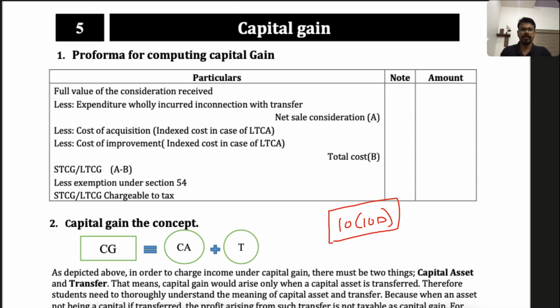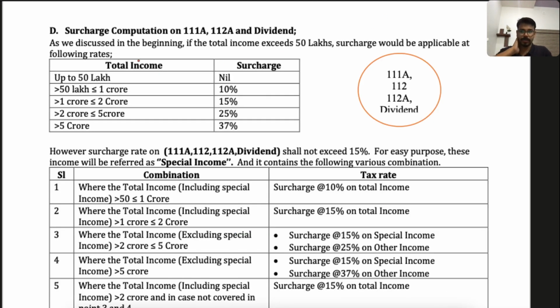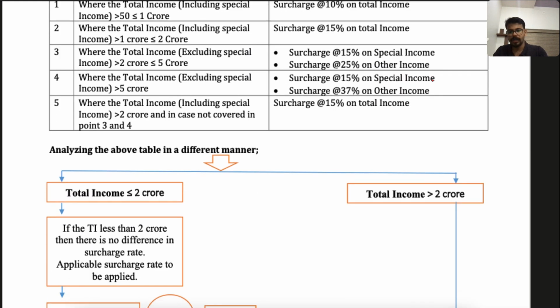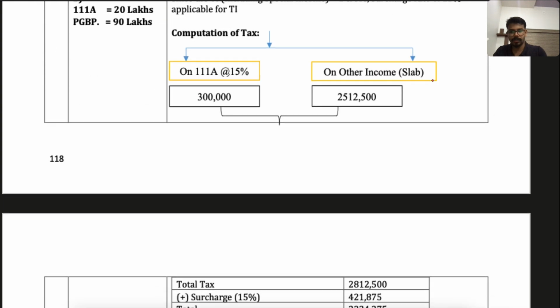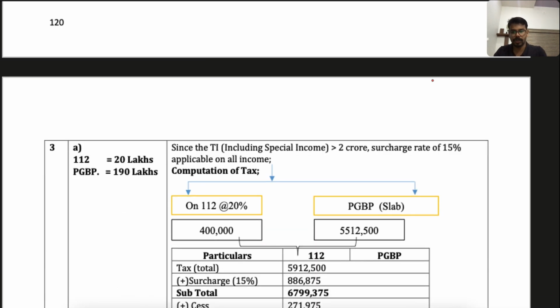But there is one thing I want to show you, in the case of the surcharge computation. Earlier, the surcharge rates were different: 10, 15, 25, 37 percent, right? But they were saying that in case of 111A, short term capital gain on which STT is paid, 112A, long term capital gain on which STT is paid, and dividend, on these three the surcharge rate should not exceed 15%. Now they have added section 112 also. That's one thing you have to understand. I'm not going into the computation. I've given so many computations here, but I'm not going to do that now because that's not our purpose.